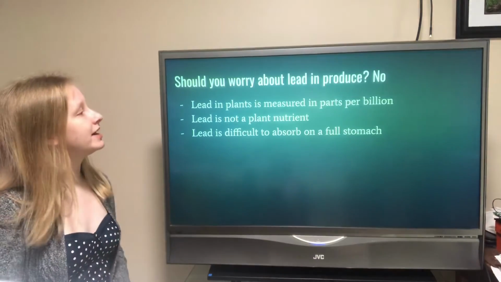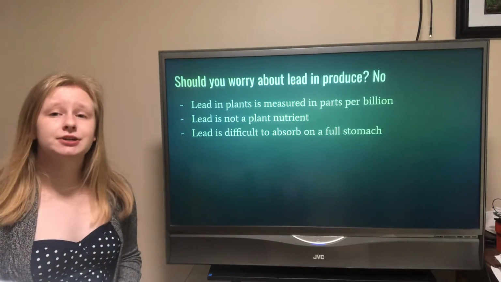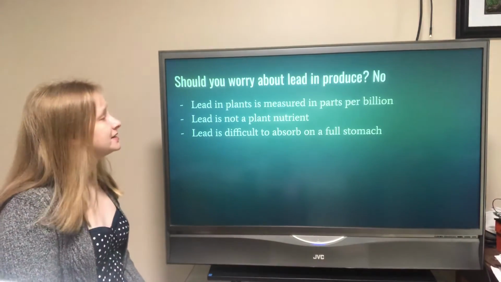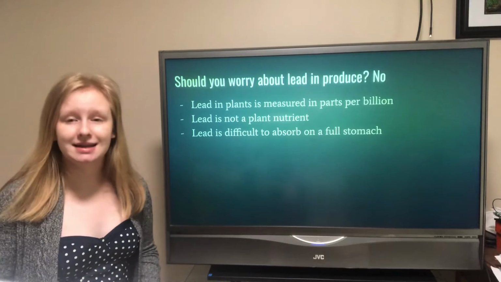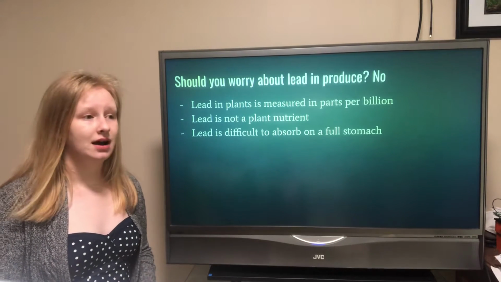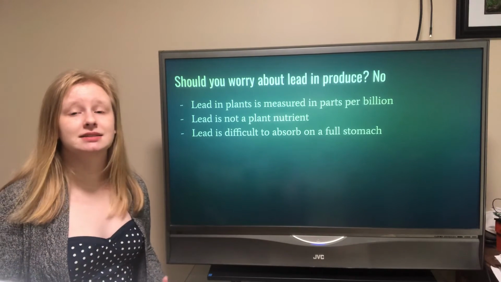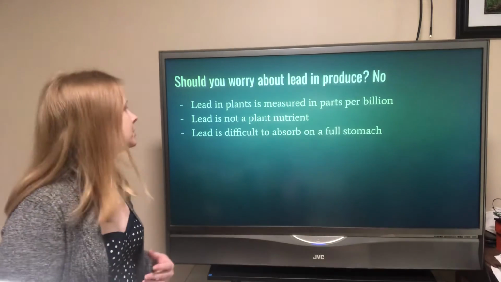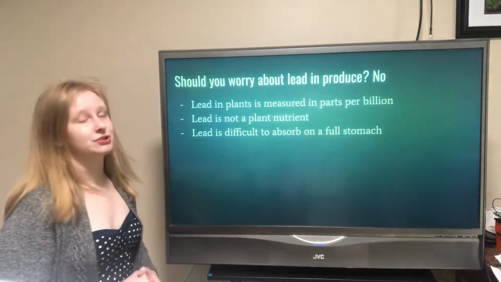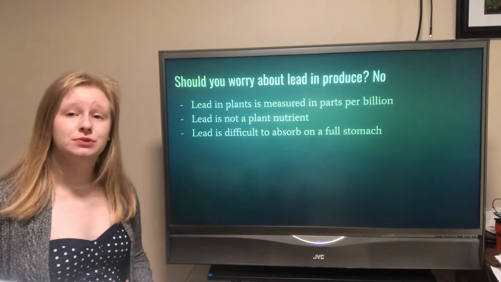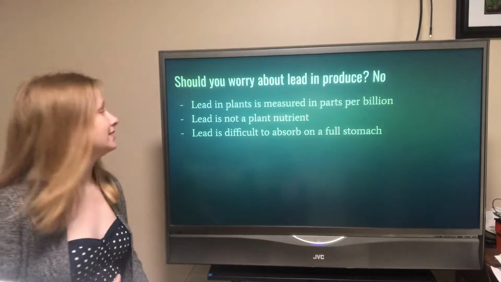Should you worry about lead in produce? The simple answer is no. Lead in plants is measured in parts per billion. This is because lead is not readily accessible to plants and is not easily consumed by them. Lead is also not a plant nutrient. Plants are not going to seek out to absorb lead. It doesn't benefit them any.